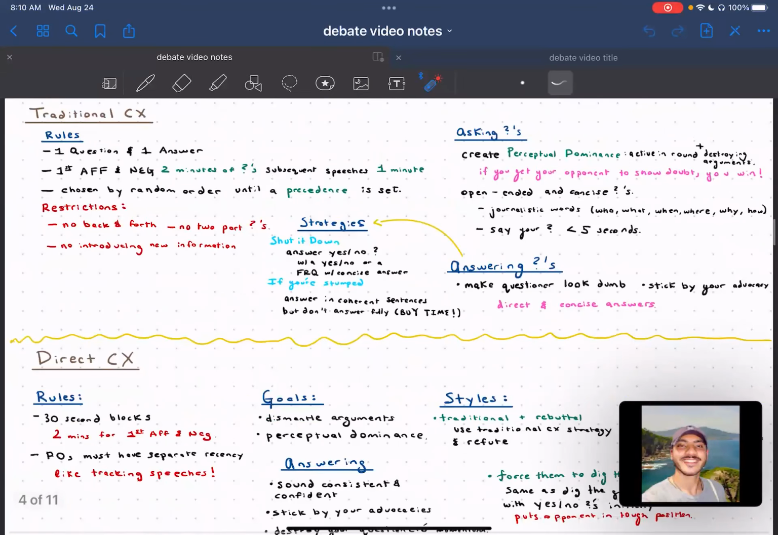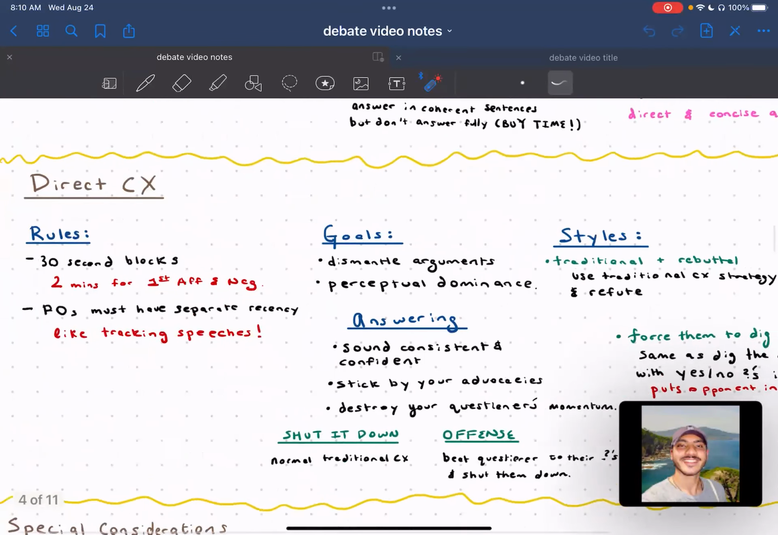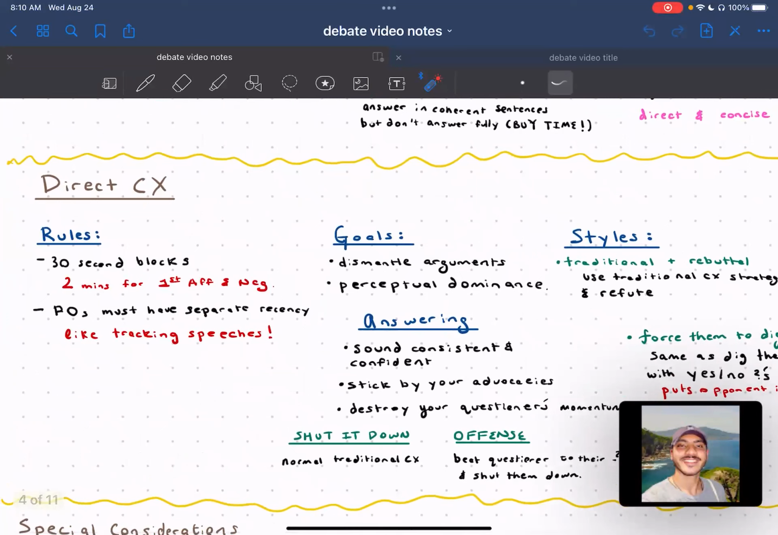All right, so we went over our overview of traditional CX. What about direct cross-examination period? This is personally my favorite and is a lot more aggressive and a lot more true to what debate ought to be. So what are the rules? First, there are 30-second blocks. What that means is that when you're recognized for a questioning period in direct cross-examination period, you have 30 seconds to cross-examine the speaker. And you can do any sort of question that you want. You can preface, you can ask back and forth questions. It's basically like a mini debate in that questioning period.